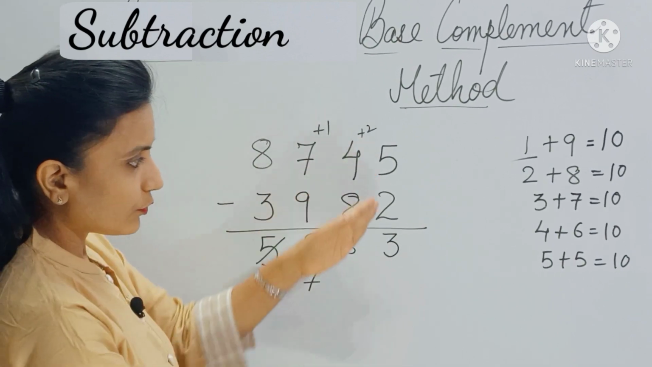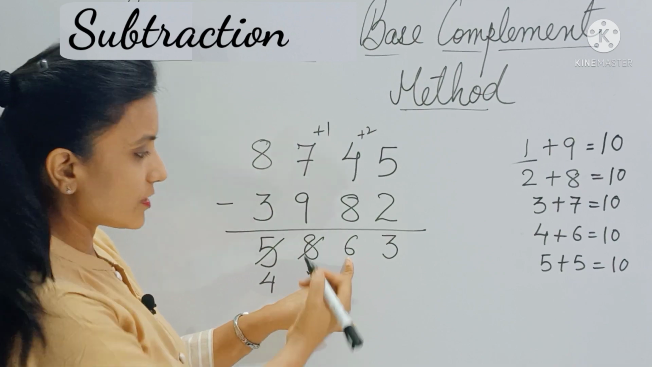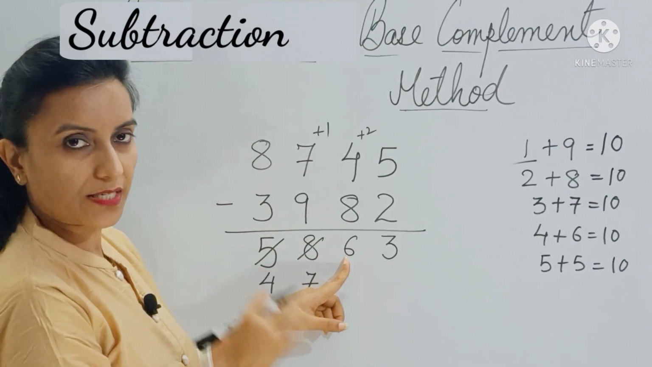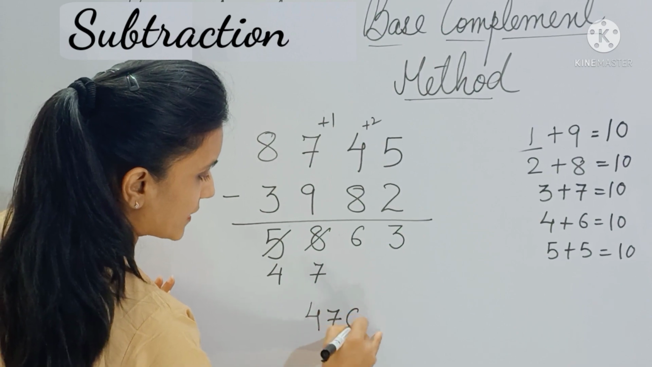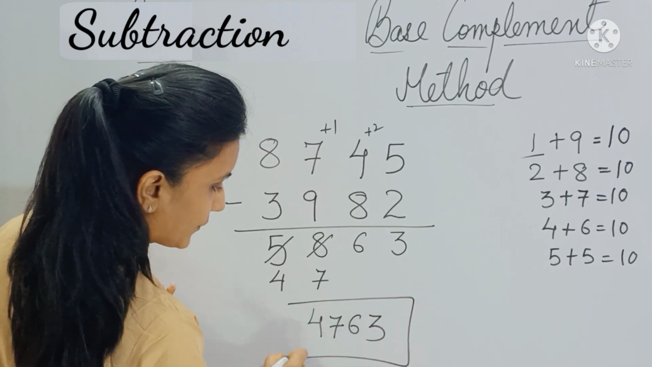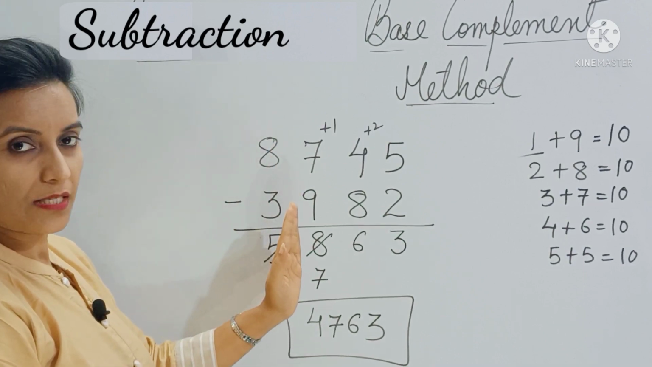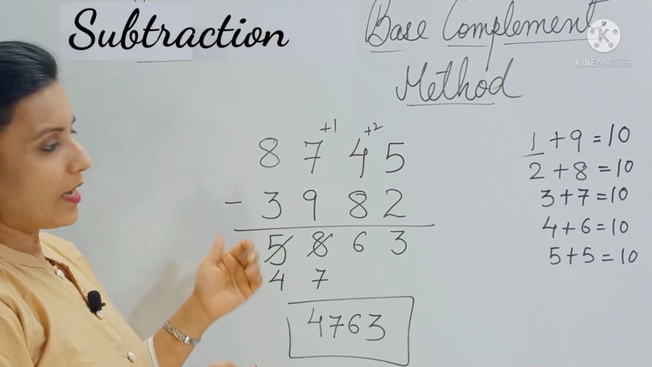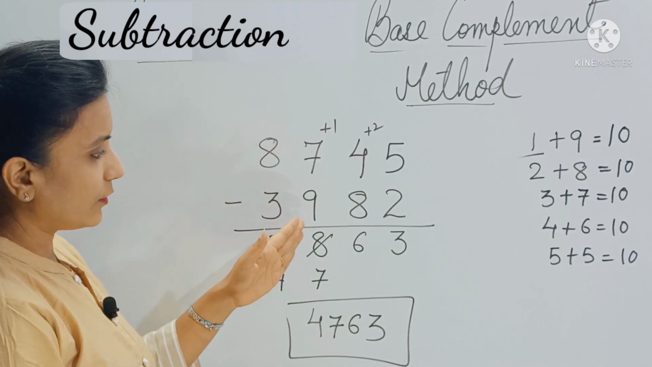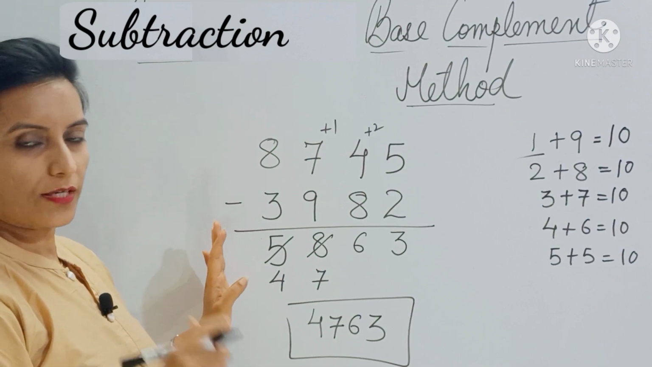Now since I have not added the complement here, I will not change this number. This digit remains the same. Okay. So your answer is 4763. So you have to remember here, if you add the complement, then in the previous step you have to reduce the digit by 1. And if you don't add any complement, then the previous digit remains the same. So let's do one more problem.